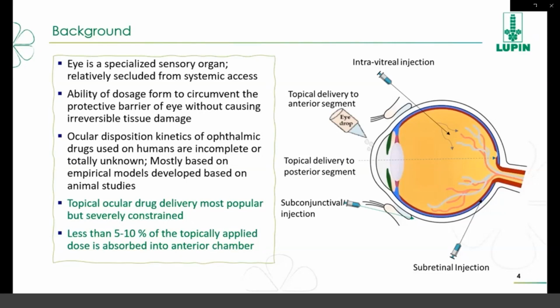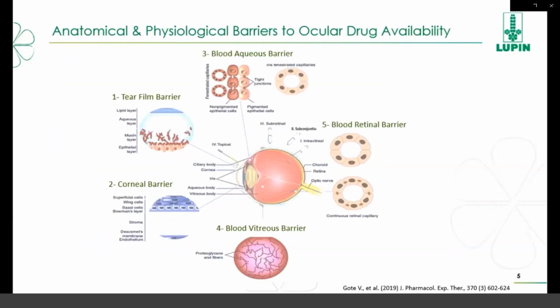Of all the options available for drug delivery to the eye, topical drug delivery is the most popular but severely constrained option. Less than 5 to 10% of topically applied dose is actually absorbed into the anterior segment of the eye. As mentioned earlier, there are several static and dynamic ocular barriers that limit ocular drug bioavailability. While the blood aqueous, the blood retinal, and blood vitreous barriers constrain drug delivery to the posterior segment, drug delivery to the anterior segment of the eye is severely constrained by the tear film barrier and the corneal barrier.